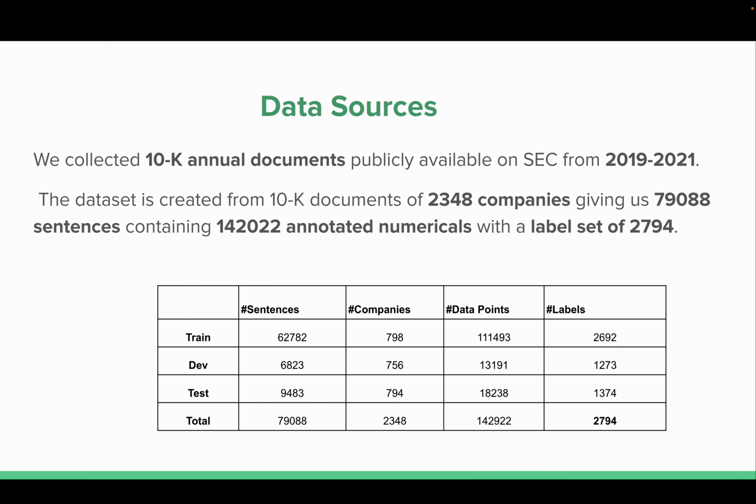We collected 10K annual documents publicly available on the Securities and Exchange site from 2019 to 2021. This dataset is created from 2,348 public companies, which gives us almost 79 lakh sentences containing 142,022 annotated numericals with a label set of 2794. These are the train, test and dev splits for our model. As you can observe, the total number of possible XBRL tags is 2794, which is huge.